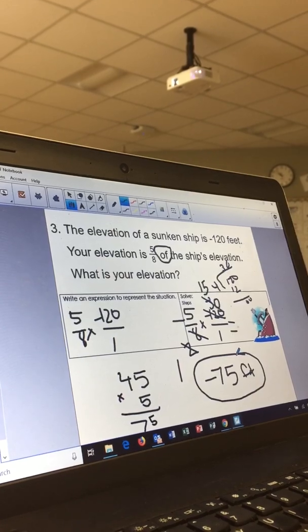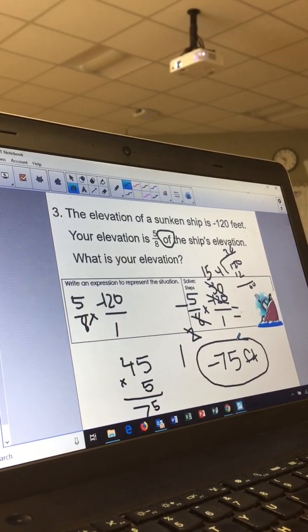All right, once you get those 3 correct, go ahead and go grab your homework from the table.